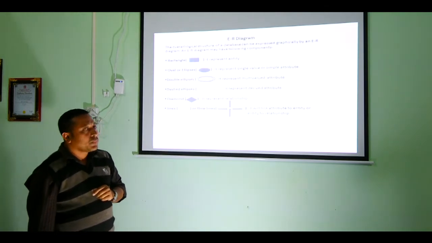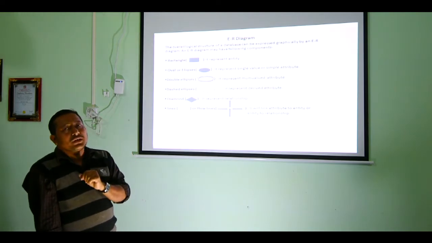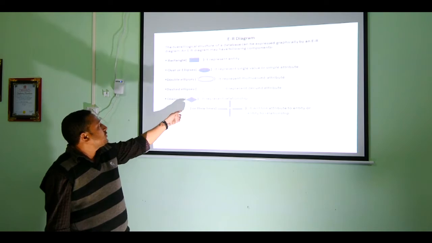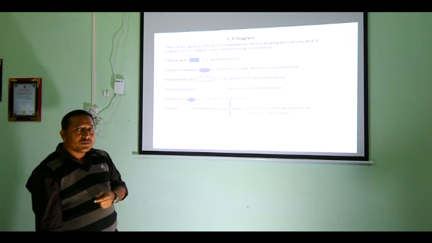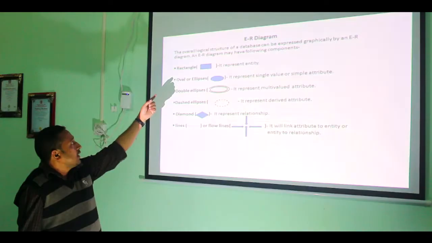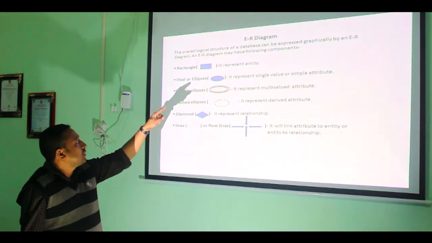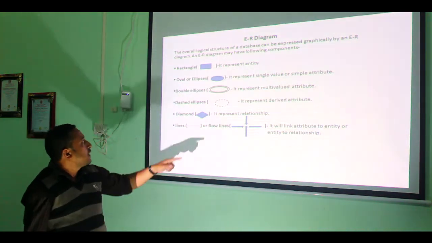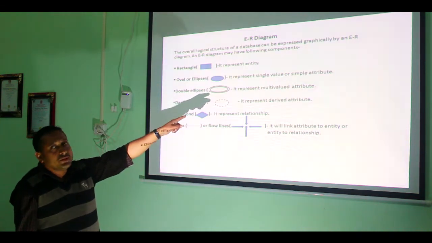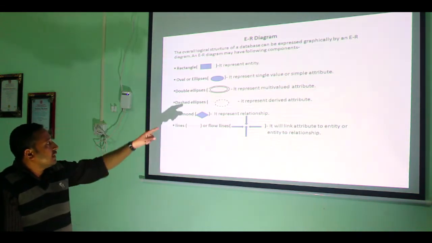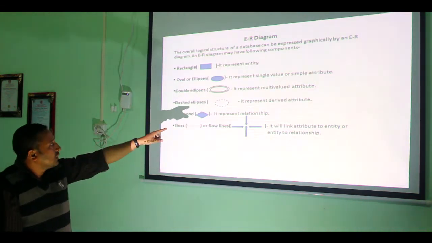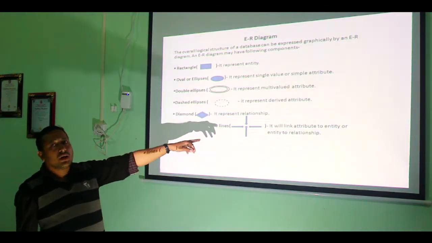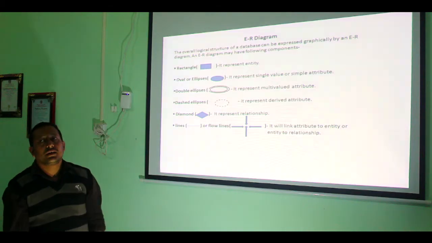As we already discussed, by using some diagrams we can explain the entity relationship model. These are the symbols which are generally used in the entity relationship model. A rectangle is used to represent an entity, an oval or ellipse is used for a single value or simple attribute, a double ellipse is used to represent multi-value attributes, a dashed ellipse is used to represent derived attributes, a diamond symbol is used to represent relationships, and lines or flow lines are used to connect them.